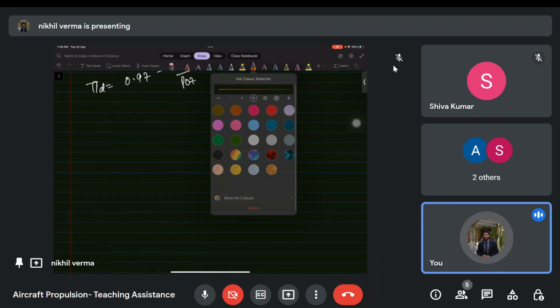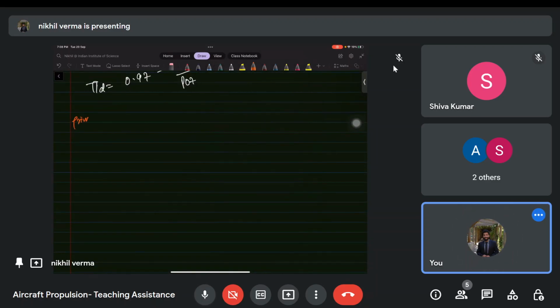Let us calculate what is known as the primary nozzle. The primary nozzle is a CD nozzle, and it is given that it is perfectly expanded.